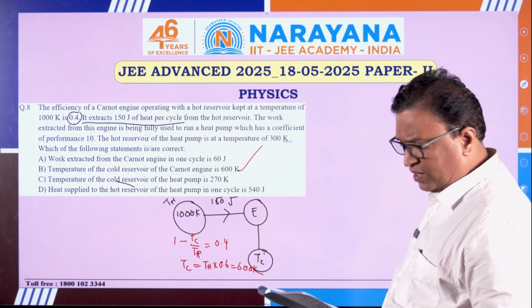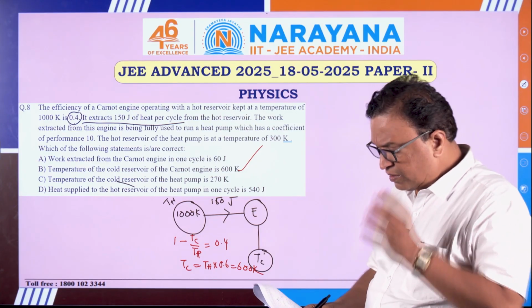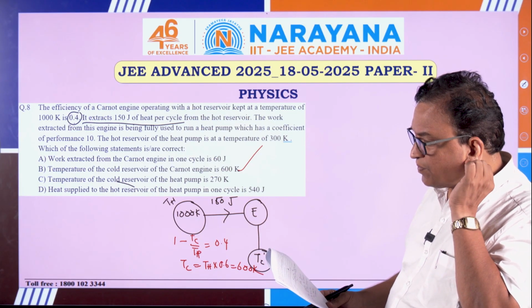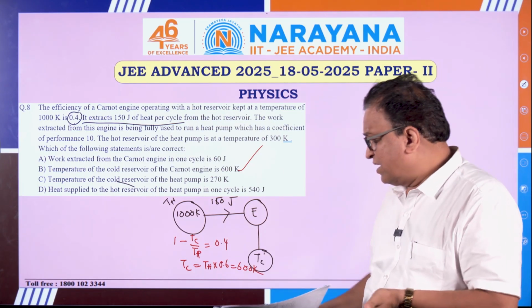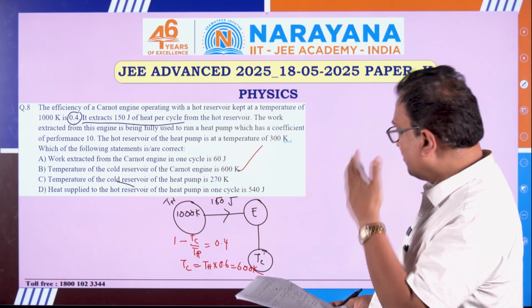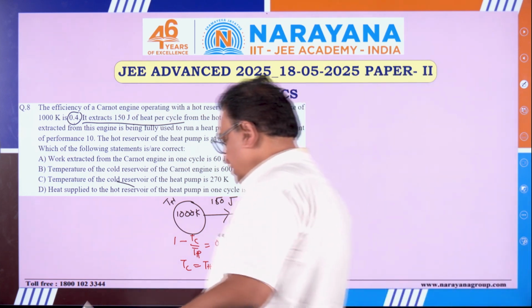See, work extracted. That's what you want, right? How to calculate that work extracted part? You have the efficiency formula here itself, no? You have the efficiency formula. How much have you taken? 150 into 0.4.